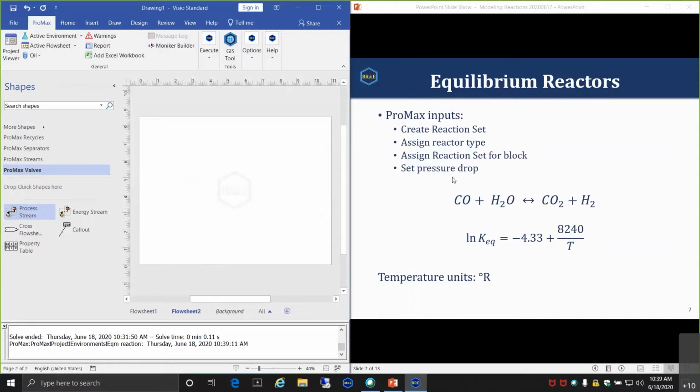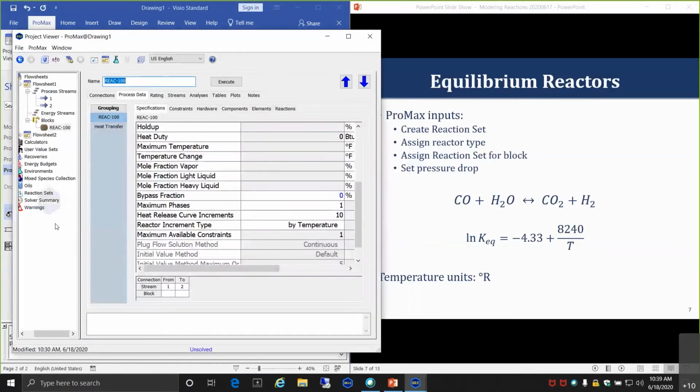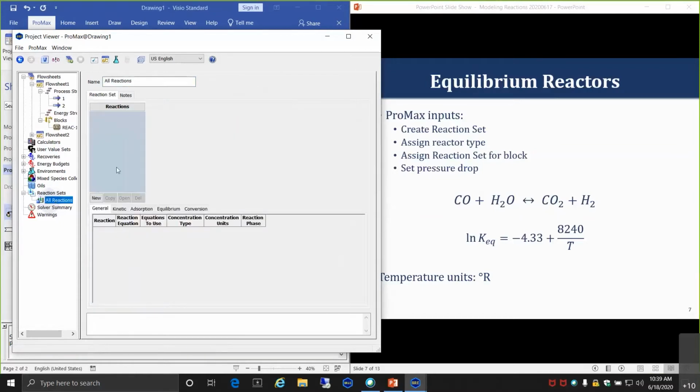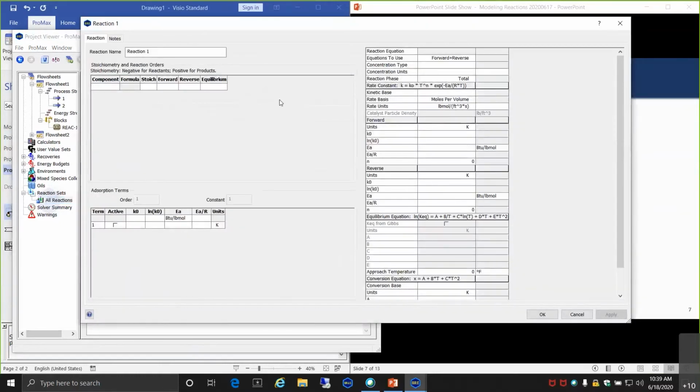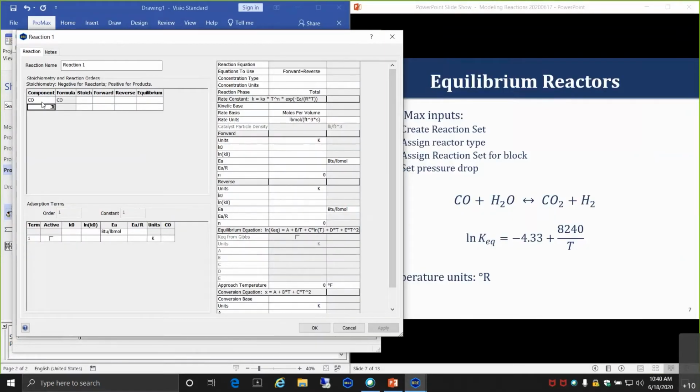To put in the reaction itself and all of the necessary information for that, we're going to come here to our project viewer. We're going to come over here on the left to the area that says reaction sets, and double click on all reactions. We're going to create a new reaction. And here we get to put in our information. So we have CO and H2O, CO2, H2.